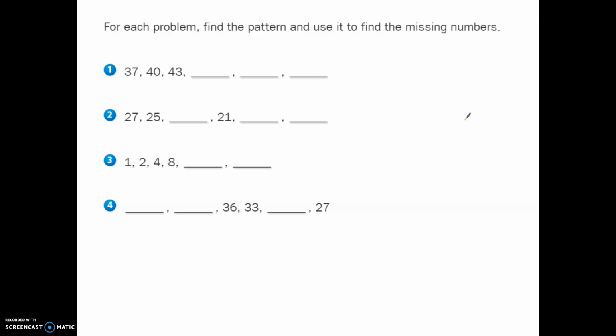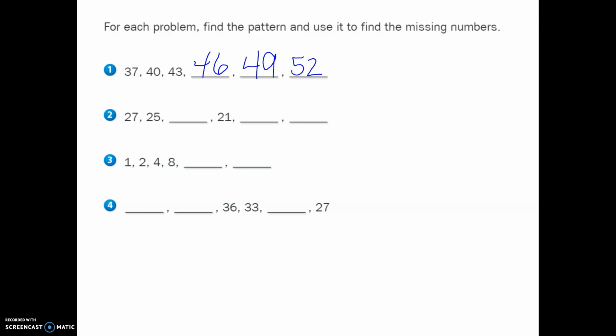Well, that's from 37 to 40, but now I need to compare 40 to 43. What do I do to 40 to get 43? I'm also adding 3. So that's my pattern. So I'm going to finish it. So 43, 46, 49, 52. Let's take a look at our next problem. We've got 27, 25, blank, 21, and then 2 more blanks.